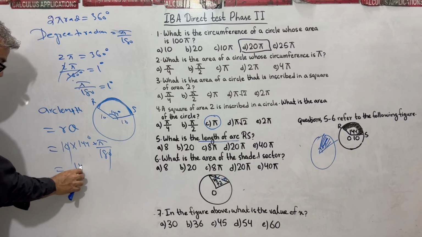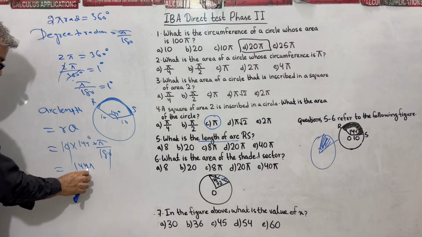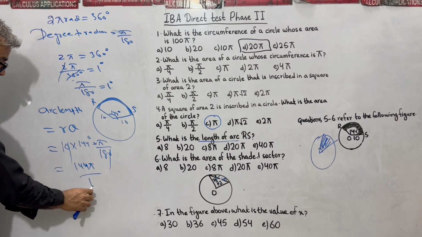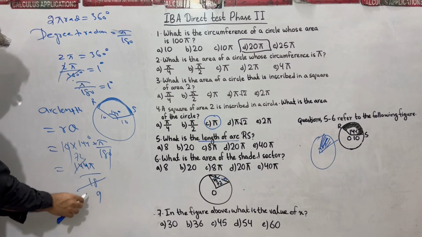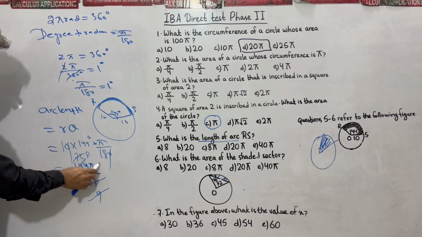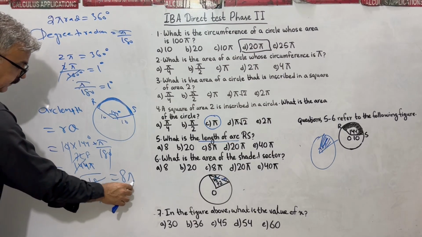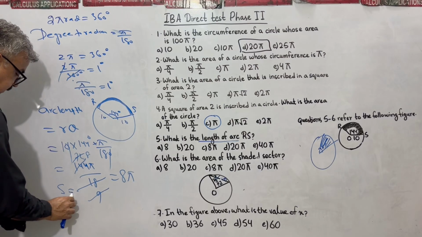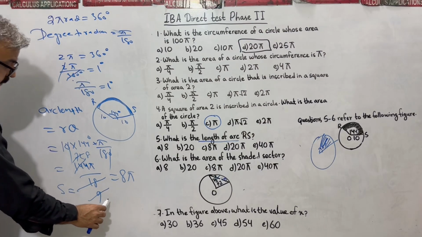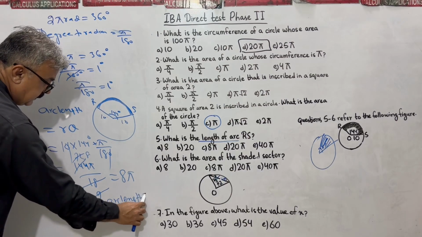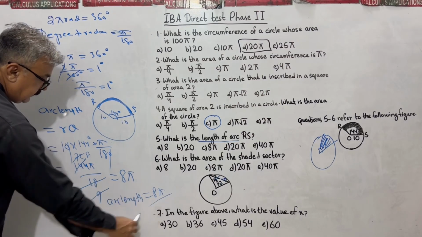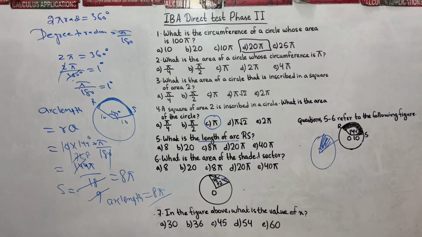0, 0 cancelled out. We have 144 pi over 18. Applying table of 2, 9 times 8 is 72, so 8 pi. 8 pi is the arc length in this case. Arc length is 8 times pi.